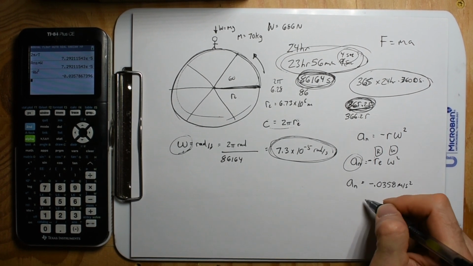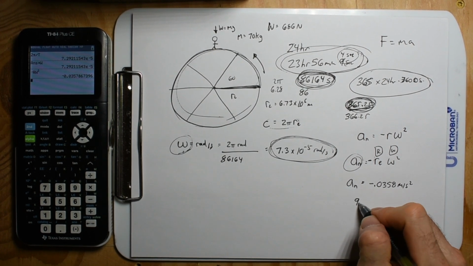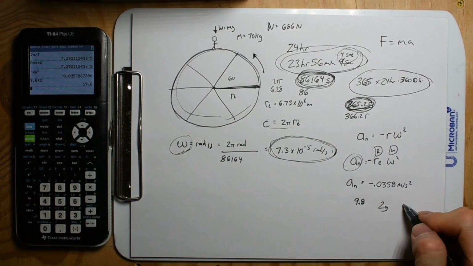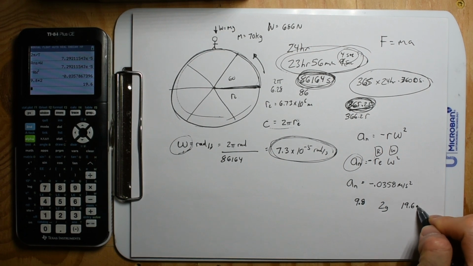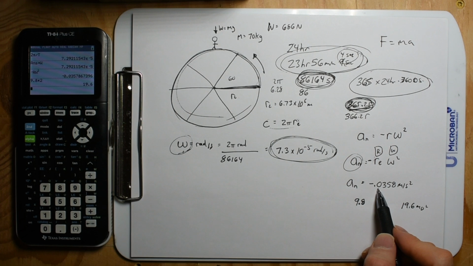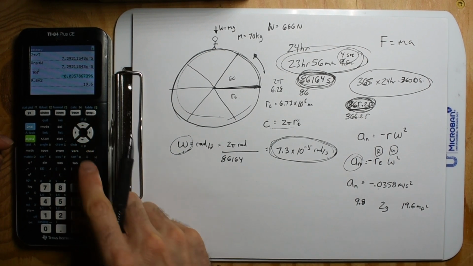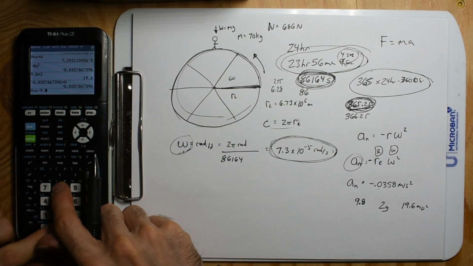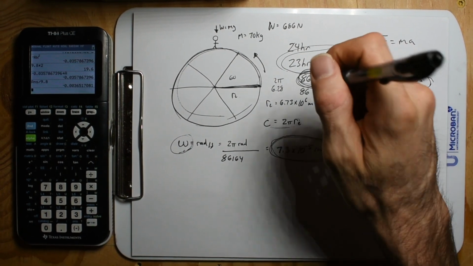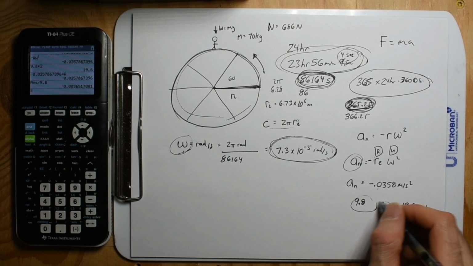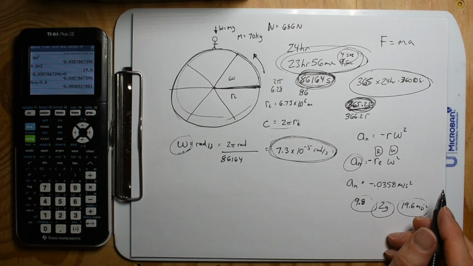Now what would you compare this to? Well, you'd compare it to 9.8. So if you were experiencing 2 Gs, that'd be 9.8 times 2, you'd be experiencing 19.6 meters per second squared. But you're experiencing 0.035. I'm going to store this as alpha A. And so that divided by 9.8, you're experiencing 3 to 4 thousandths of a gravity. So it's just nothing.